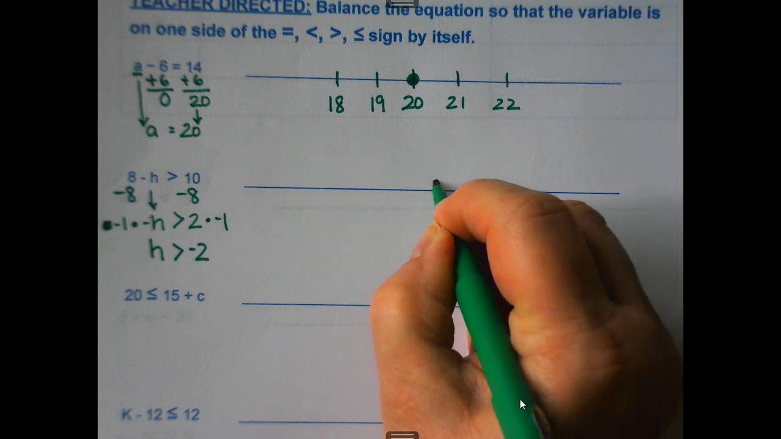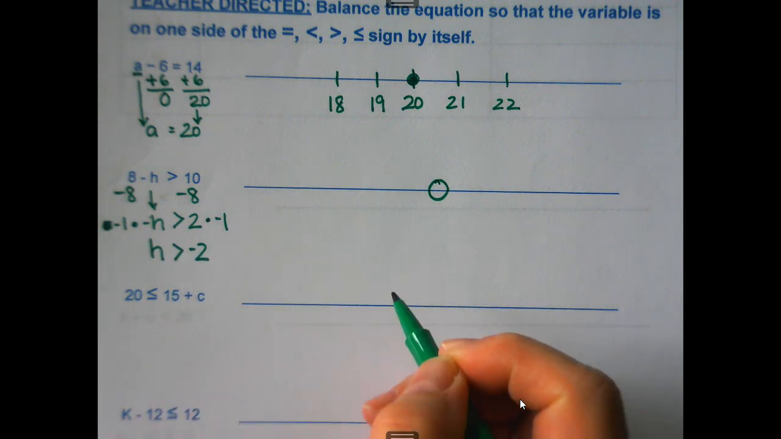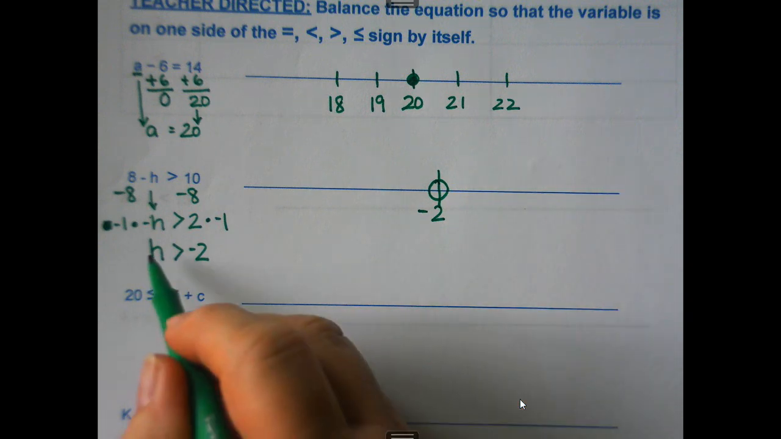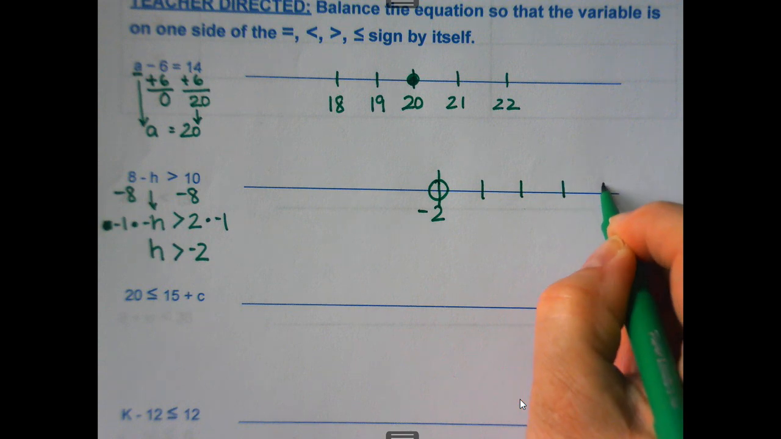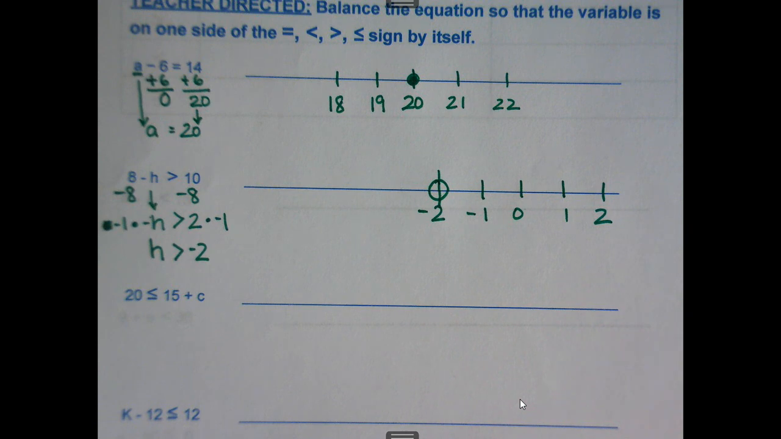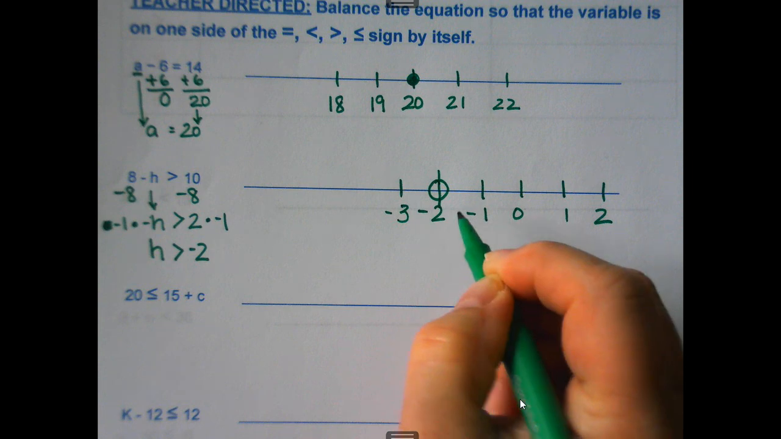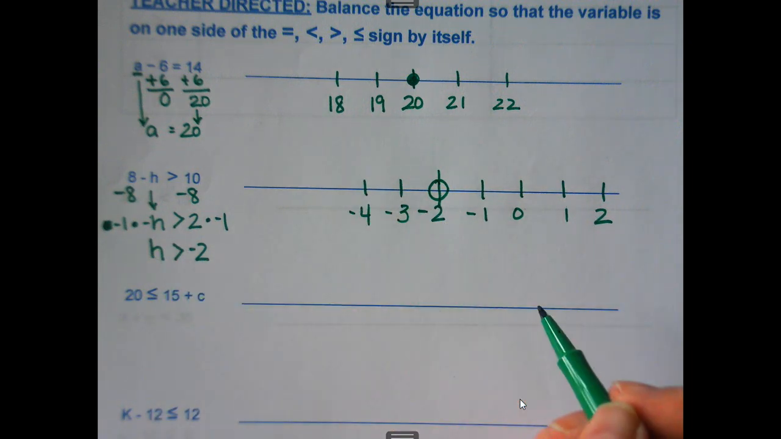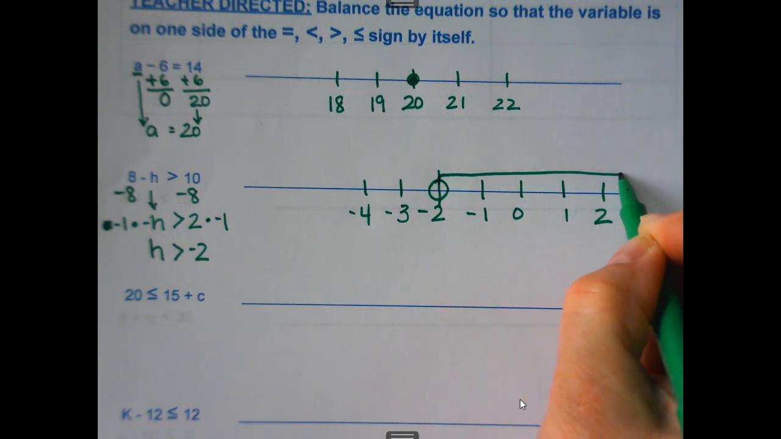I'm going to put this on the number line. And it says h is greater than negative 2. So I'm going to write my negative 2 here. And if h is greater than negative 2, I'm going to put some numbers here to show that I am aware of, again, the place that negative 2 holds in the number system. H is greater than negative 2. That's going to lead me to go this way.